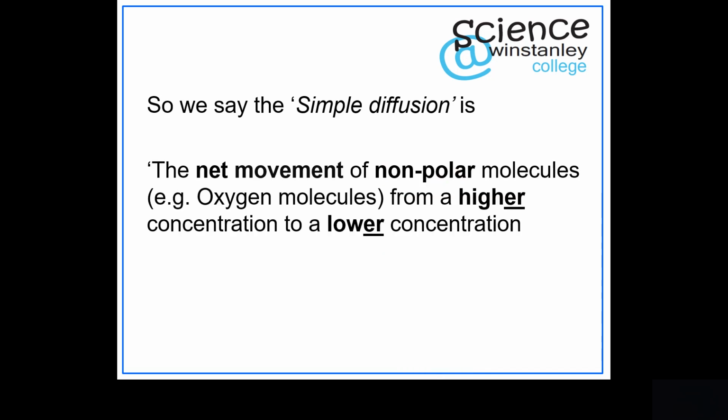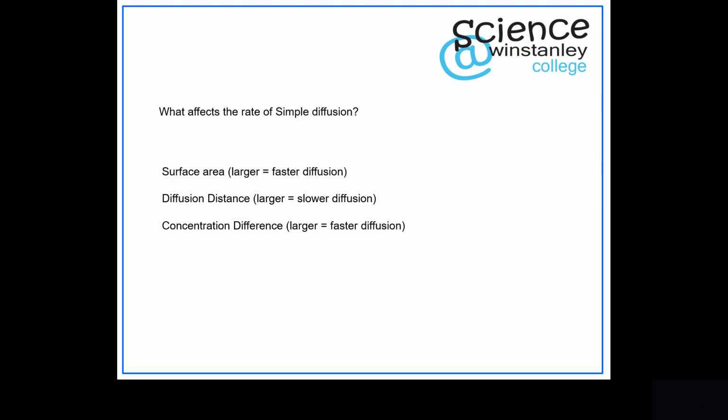So here is a kind of model definition. Simple diffusion is the net movement of non-polar molecules, such as oxygen, from a higher concentration to a lower concentration. Now, there are a few things that can change the speed at which this works. Some of the factors that affect the speed of diffusion are things like the surface area.